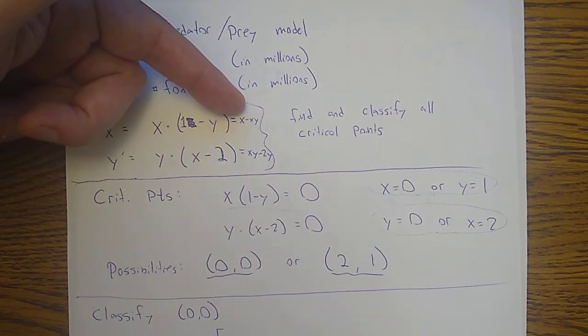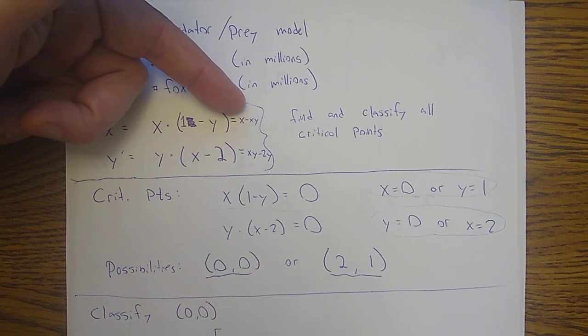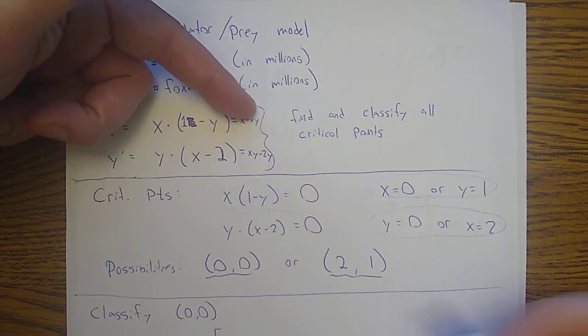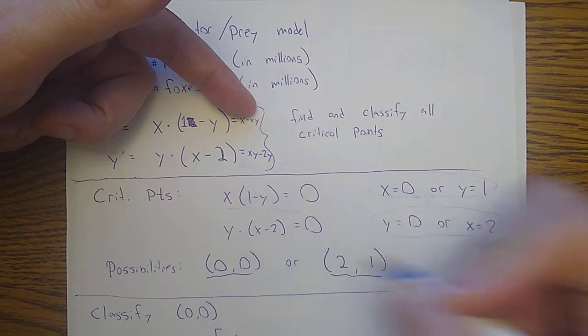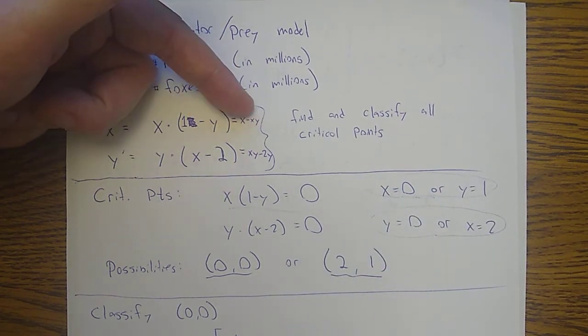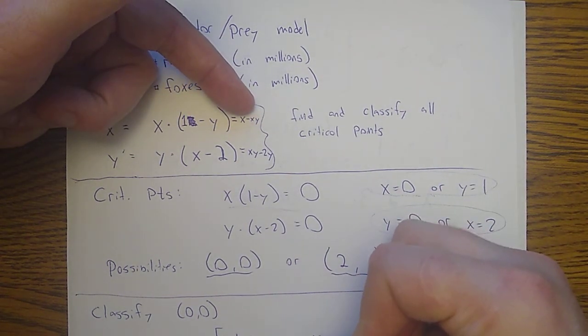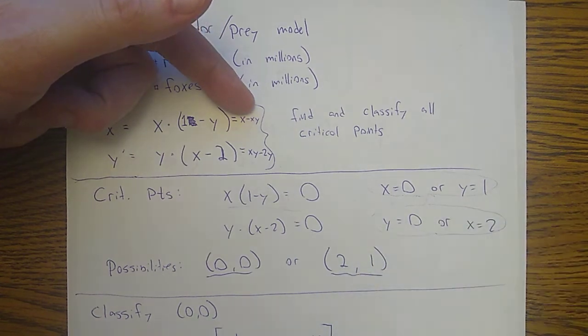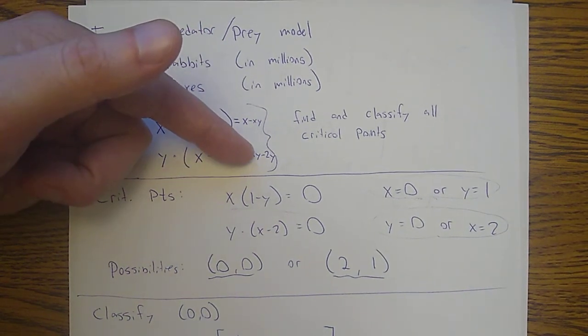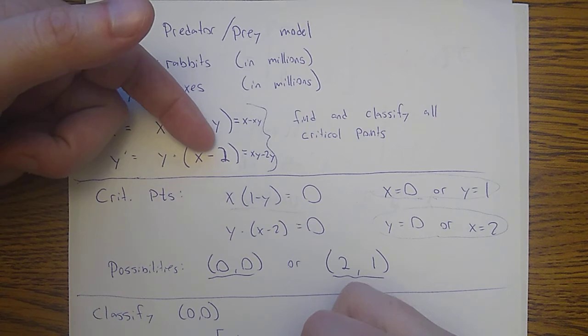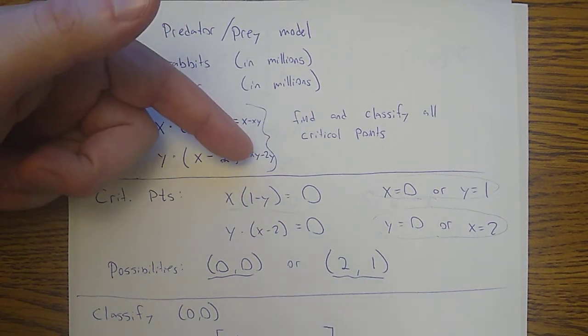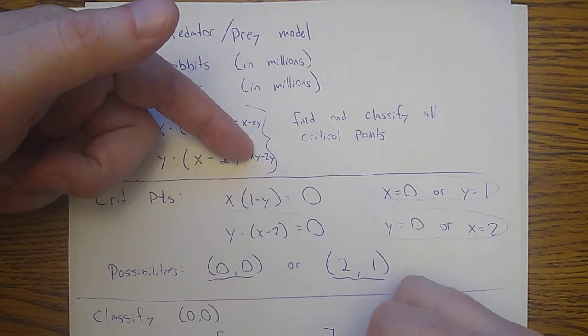So, okay, here we go for the Jacobian. Partial derivative of this with respect to x would be 1 minus y. Partial derivative of this with respect to y would be minus x. Partial derivative of this with respect to x would just be y. And partial derivative of this with respect to y would be x minus 2.